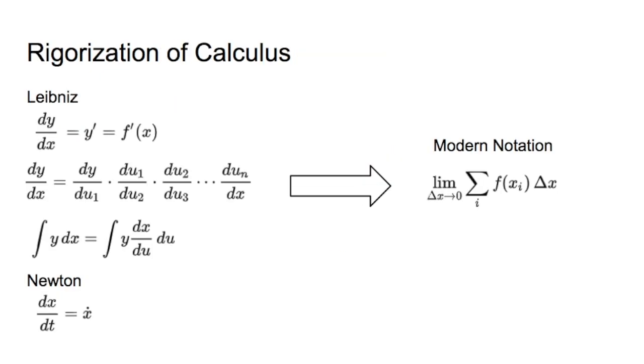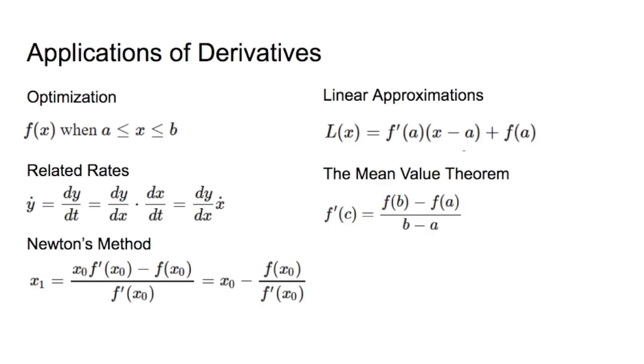Over the next 100 years, Leibniz and Newton's methods were clarified by mathematicians by replacing infinitesimals with limits. Applications of derivatives include optimization, which is used to find the best way to accomplish a task; related rates, which is the study of two variables that change with time. Newton's method finds an approximation for the x-intercept. Linear approximation finds a tangent to a curve, and the mean value theorem represents the relationship between two functions with the same derivative.